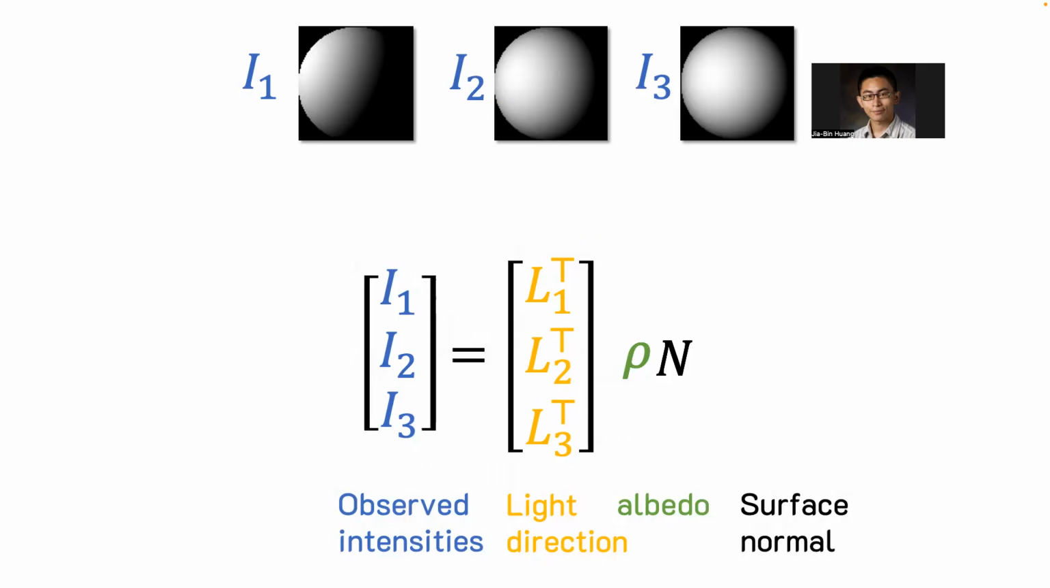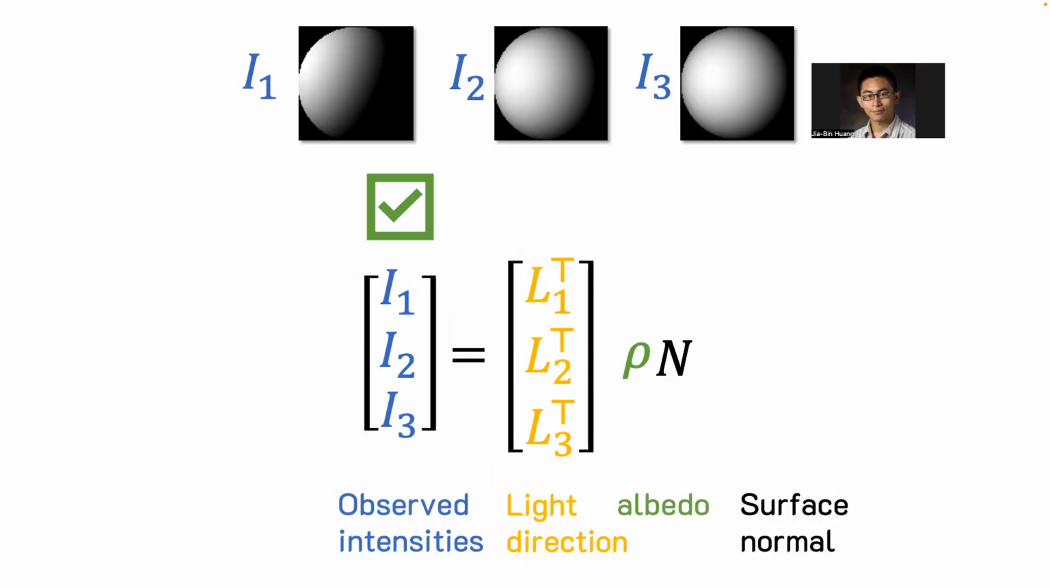Then there are rho and n. Rho is a scalar, basically how much light it reflects, between 0 and 1, and the surface normal is a column vector. So here you have a linear system of equations, and on the left-hand side, this is something you know.